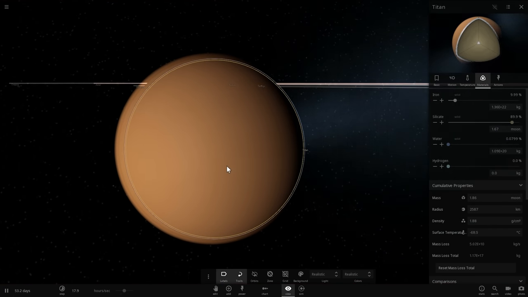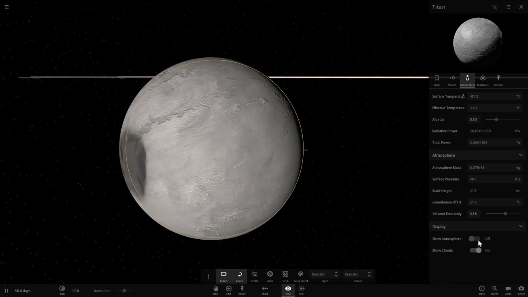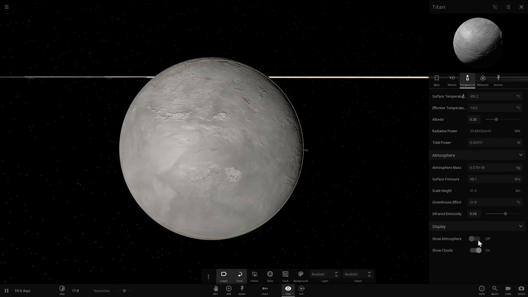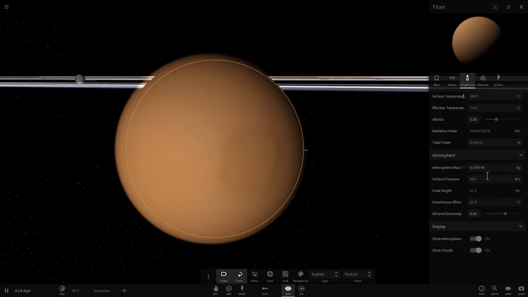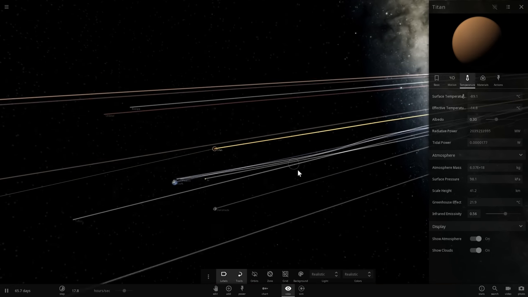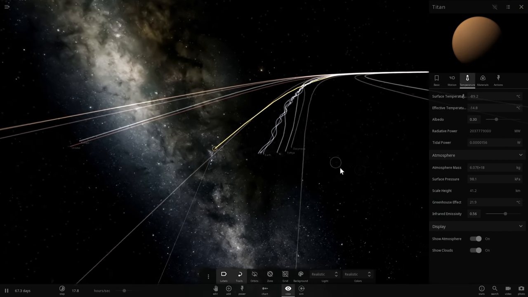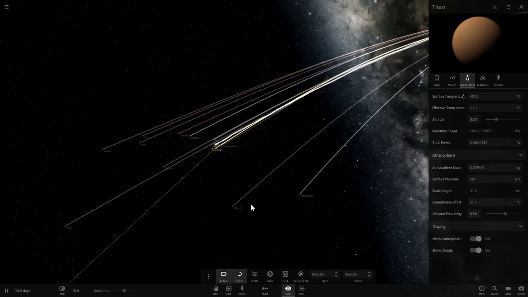So underneath all of this is liquid water somewhere out there. I think I can possibly remove the atmosphere and show it to you, but it's frozen. Interesting. Did my atmosphere disappear? No, still there. That's very interesting. For some reason, Titan has suddenly decreased in temperature. Alright, so nothing interesting is actually happening in this particular simulation.